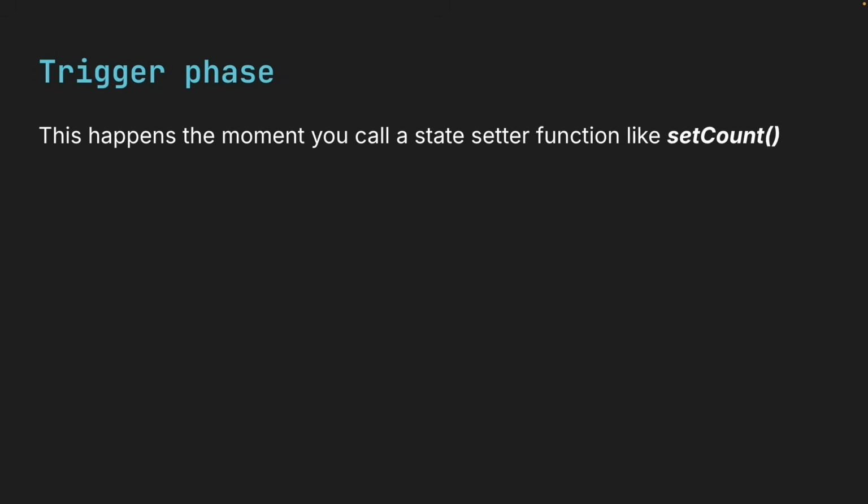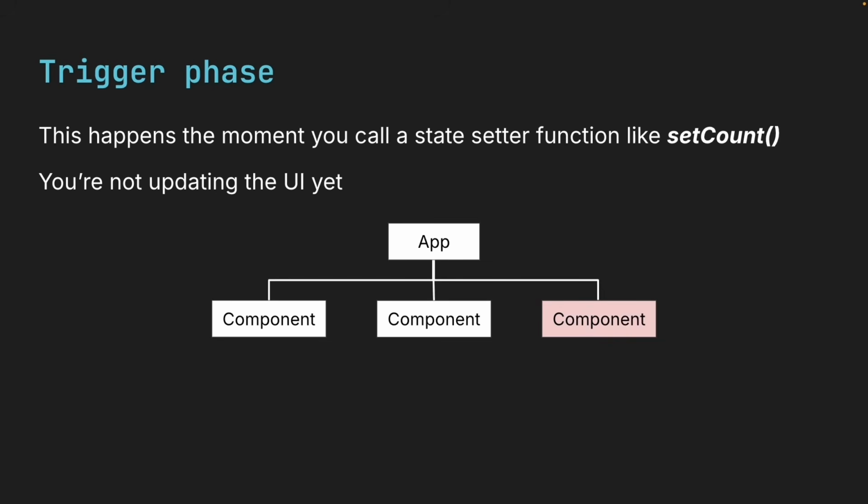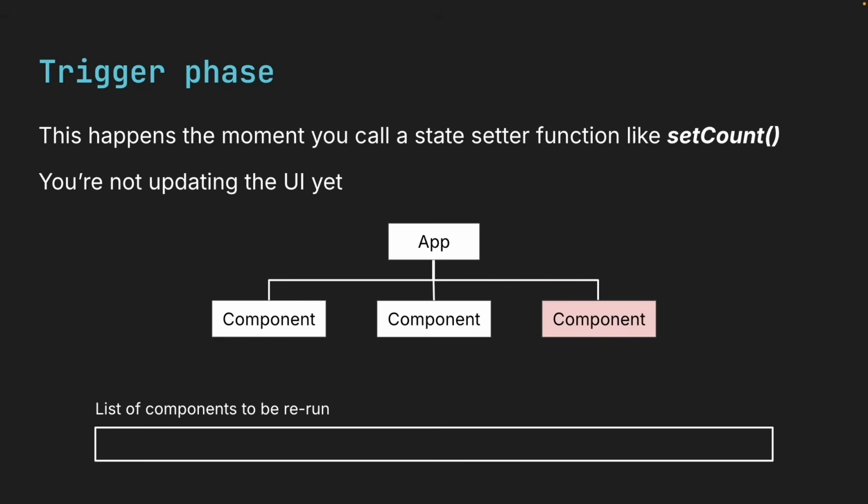This happens the moment you call a state setter function like setCount. You're not updating the UI yet. You're simply telling React, this component needs to update. React will then put that component into a list of components that need to be rerun.